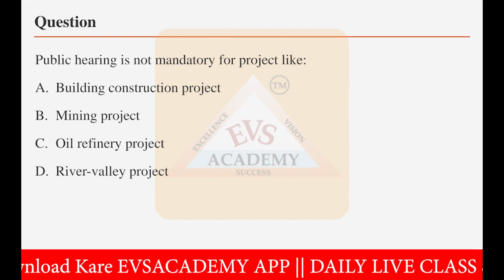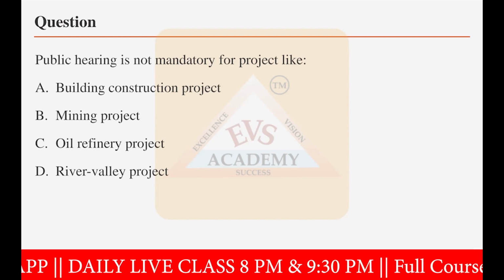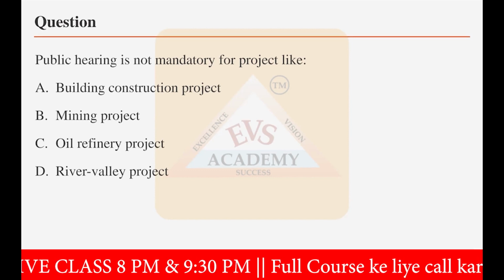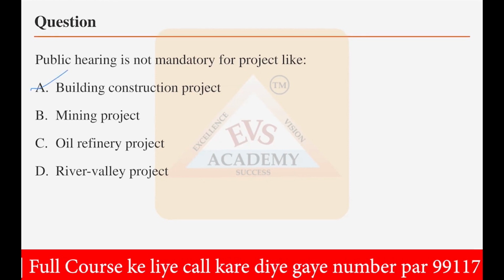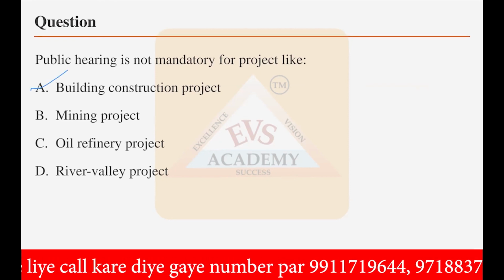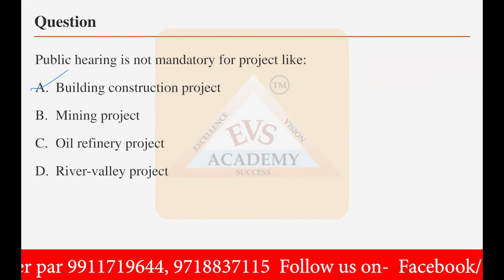A option is the building construction project. B option is the mining project. C is the oil refinery project. D is the river valley project. I have told you only this A, the building construction projects or township projects, do not need the public hearing.